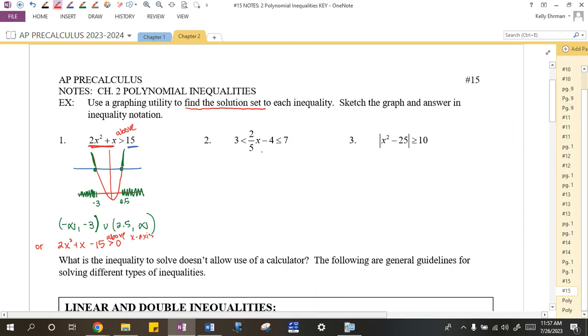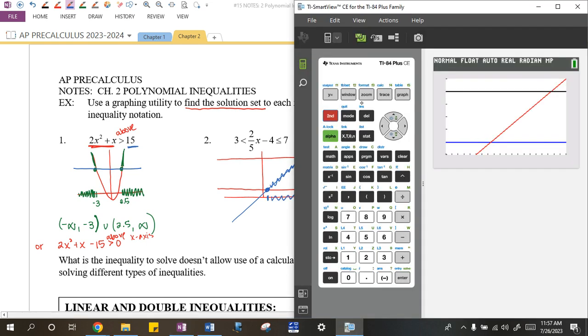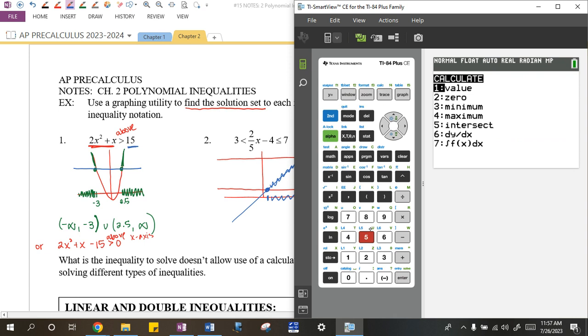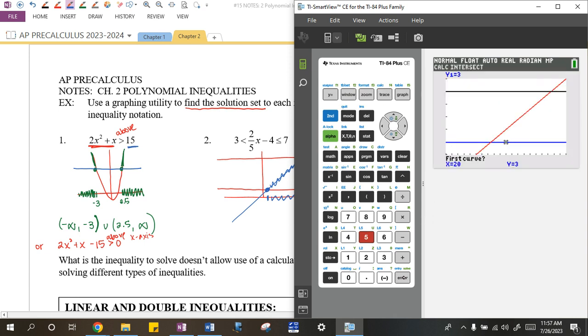So if I want to sketch a visual, I've got the line 3, I've got the line 7, and then some other line comes through like this. So for whatever this x value is and whatever this x value is, this whole line here, that's my solution set. And then the calculator can tell me what those are. So second trace, intersect, first curve, yes, blue and red is one of the intersections I want to find. So 17.5.